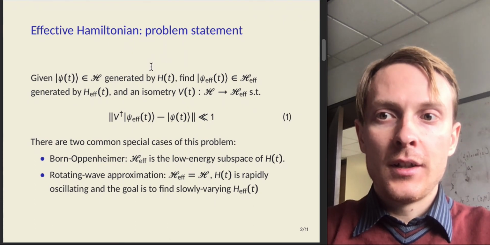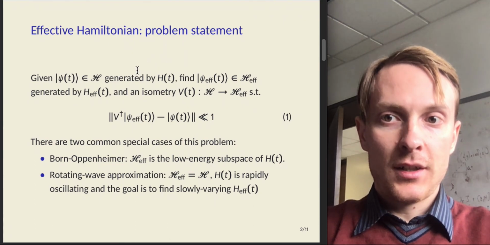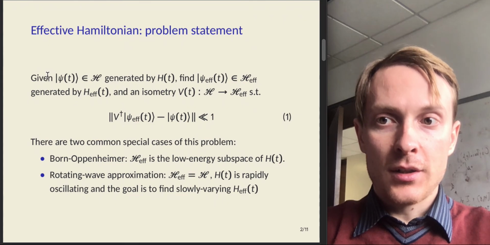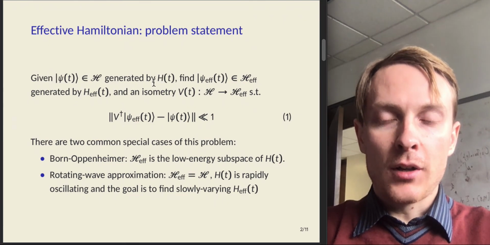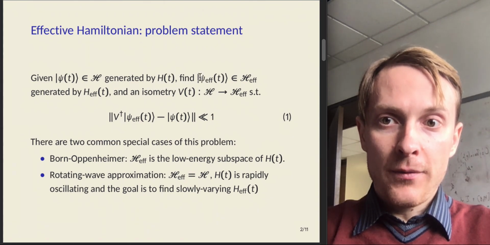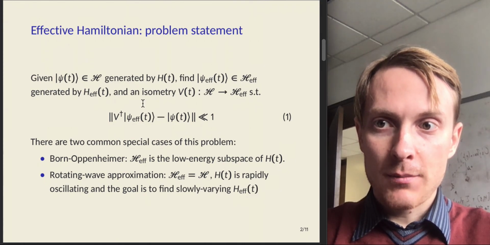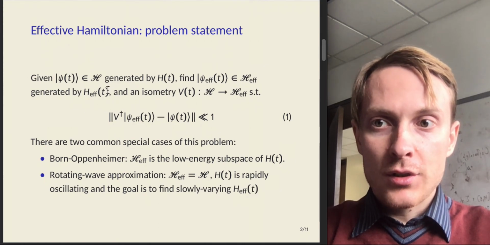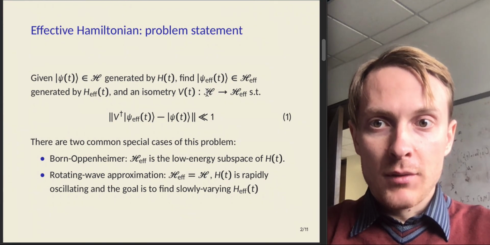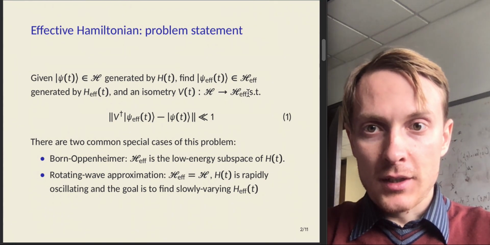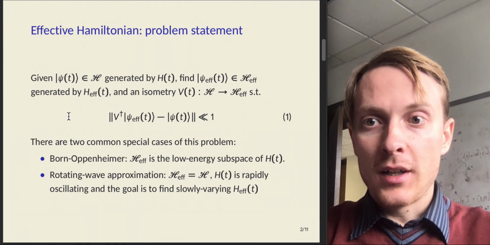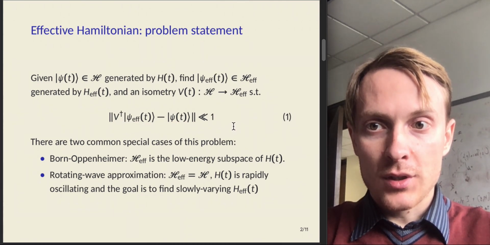Effective Hamiltonian is a problem that can be stated as follows. If we're given a Hilbert space H, a wave function psi that is evolving in time according to the Schrödinger equation with the generator H, the Hamiltonian, we want to find an effective wave function in an effective Hilbert space, where evolution is generated by an effective Hamiltonian, together with an isometry between the original Hilbert space and the effective Hilbert space. And this effective Hamiltonian has to satisfy the condition that the evolutions are close.